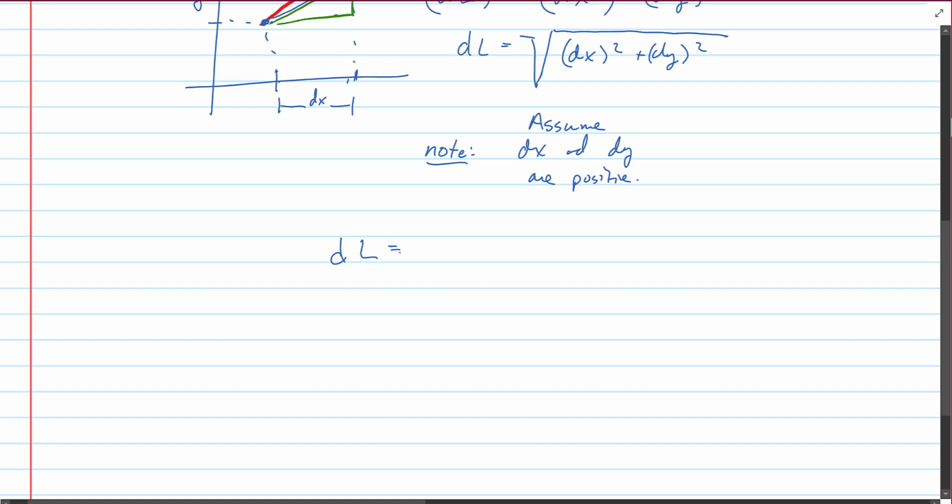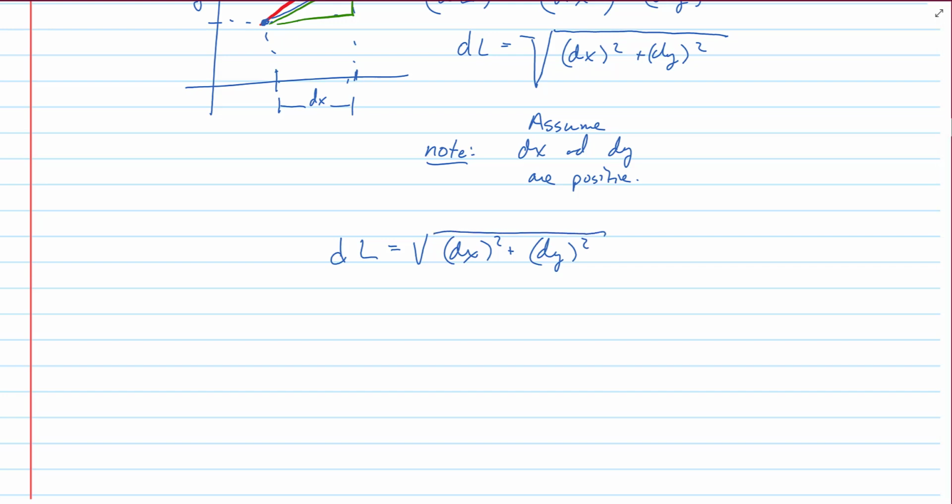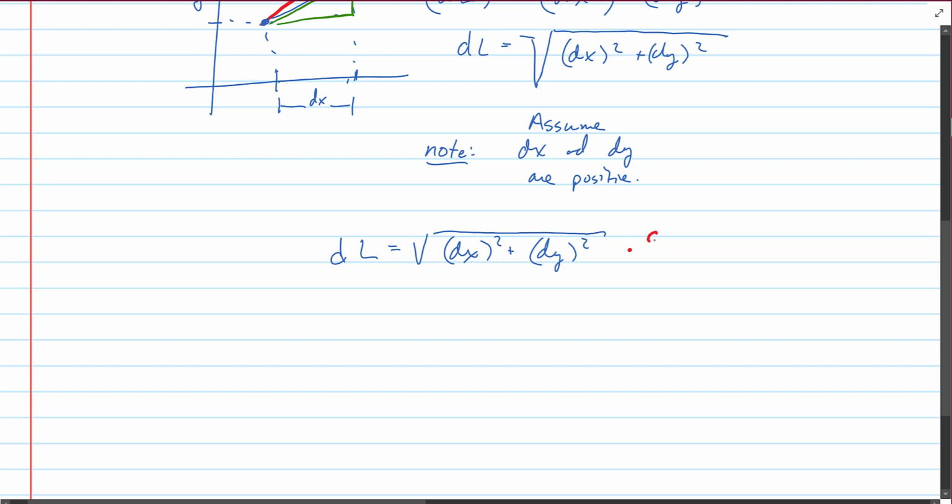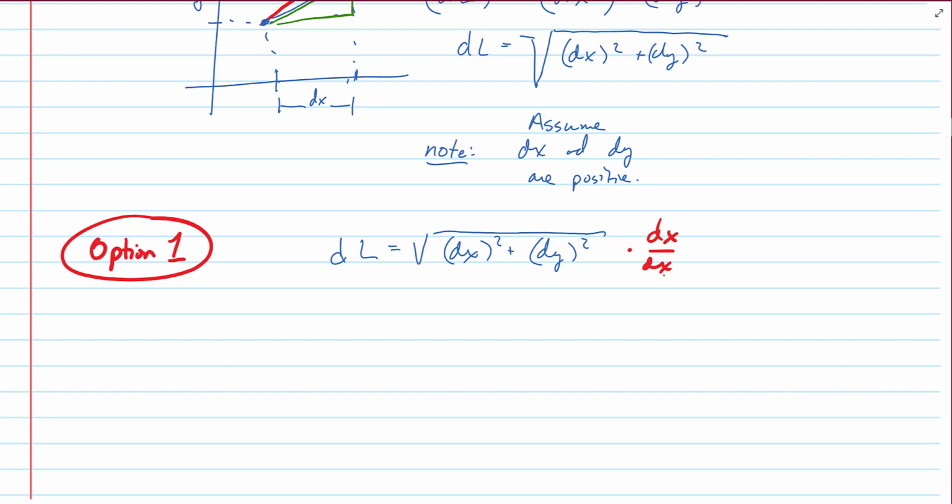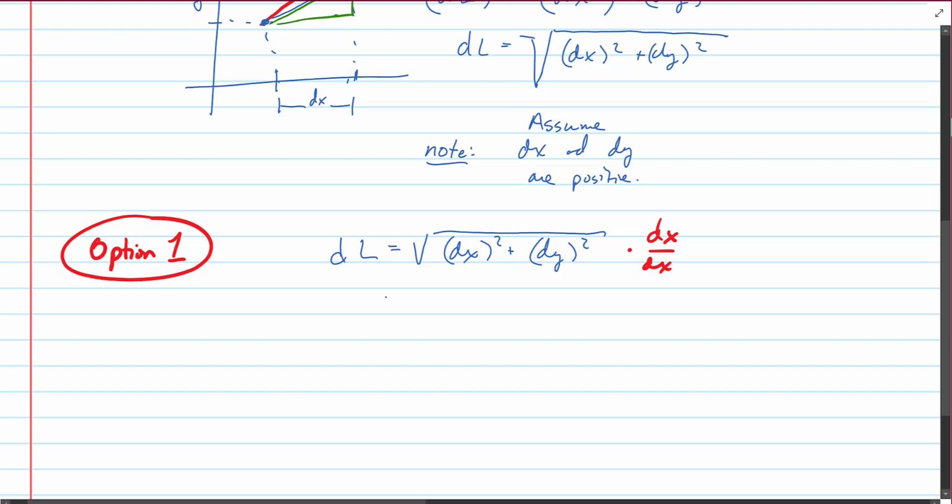So notice that we start off by saying dL is equal to the square root of (dx)² plus (dy)², and so what I'd like to do is take this expression now, and I'm ready to do option 1, the first viewpoint, and we're going to multiply this by dx over dx. Okay? Remember, formally that's just the number 1, and I'm going to actually manipulate these differentials, which is, again, where some people might take objection, but their loss.